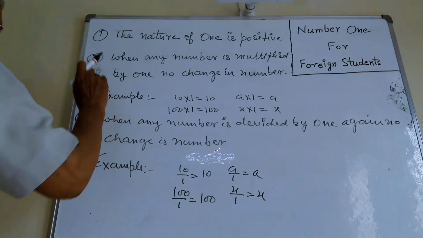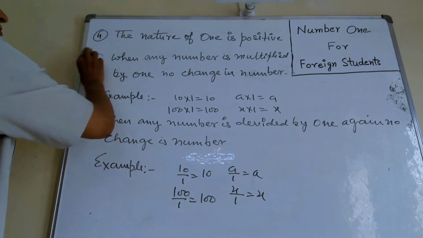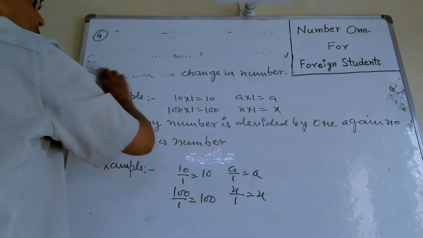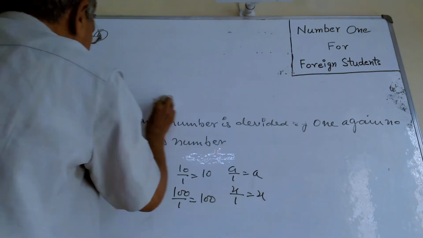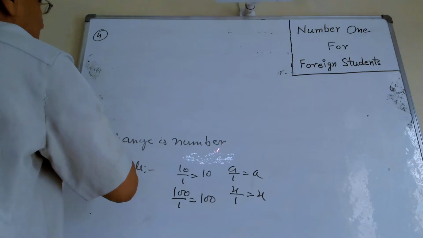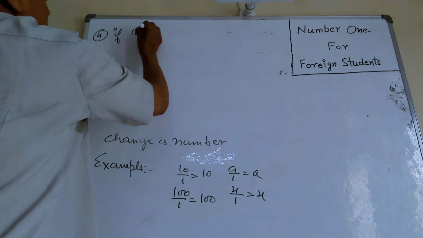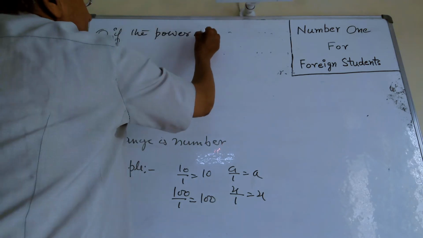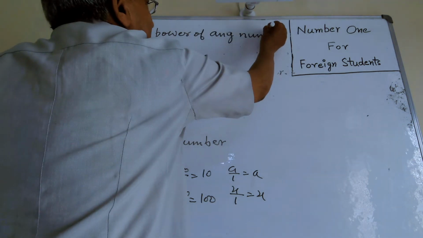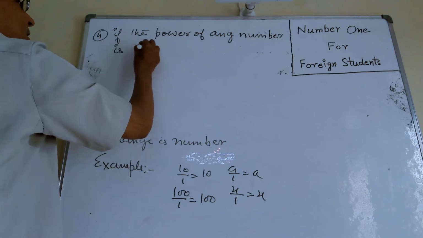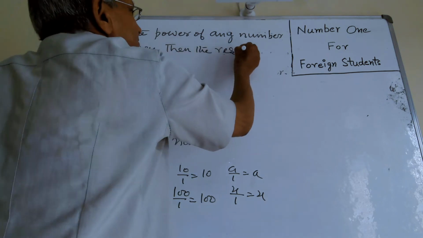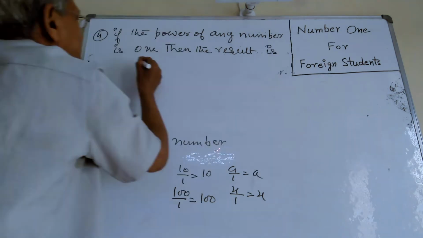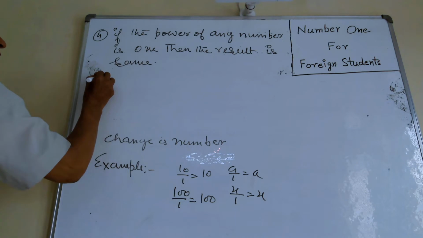And I am giving you the fourth example. You see, in the fourth example, if the power of any number is 1, then the result is the same. See here, example.